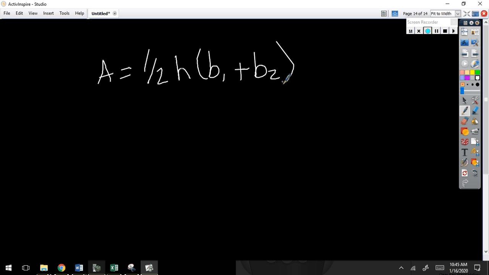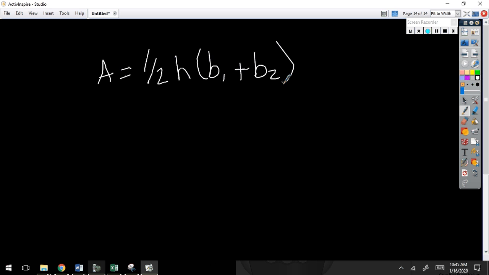Oh, let me show you this one other thing. What if you're asked to solve for a variable that has another variable in there? For example, let's say I have the formula for the area of a trapezoid.